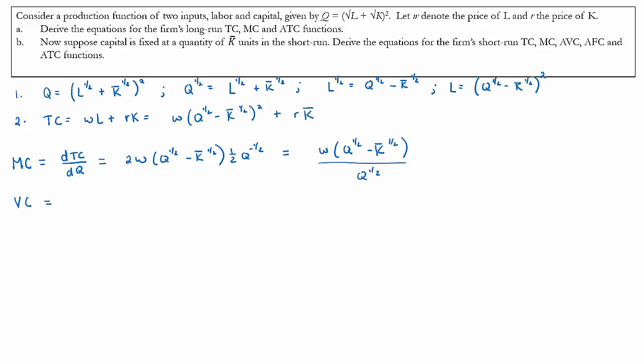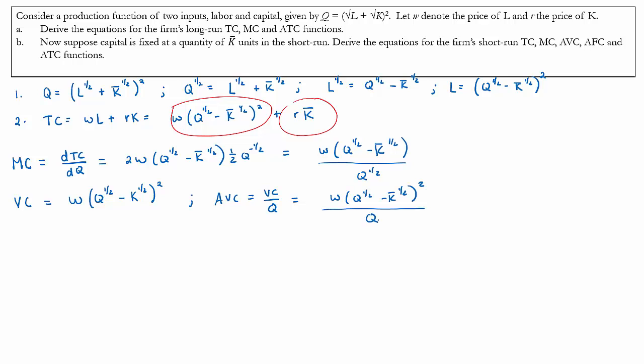To derive the short-run variable cost equation, recognize that this portion of the total cost function varies with quantity because it has a Q in it, whereas this portion does not vary with quantity because there's no Q in it. This means that the variable cost equation is W times Q to the 1/2 minus K to the 1/2 all squared. Average variable cost is variable cost divided by Q. So here we get the following equation.